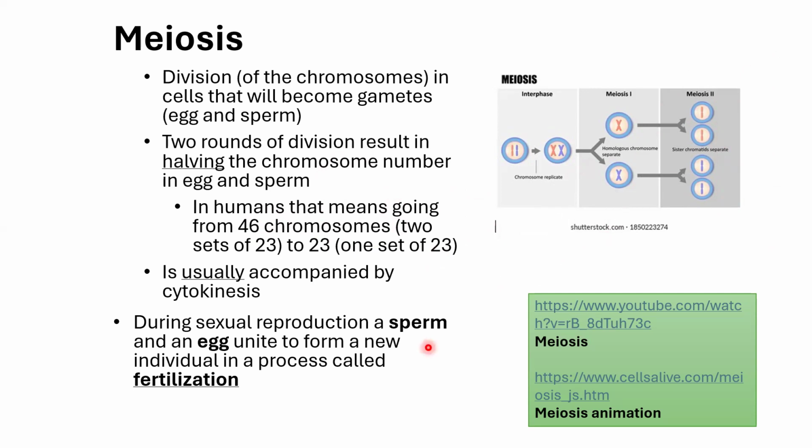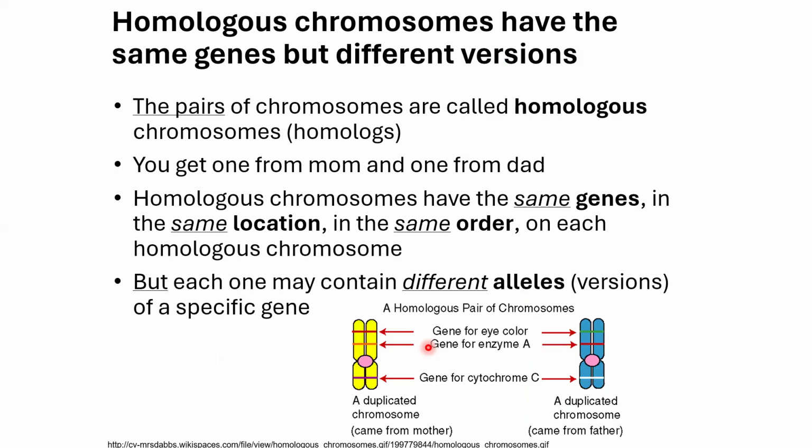During sexual reproduction, a sperm and an egg unite to form a new individual through the process of fertilization. When the homologous chromosomes come together, they have the same genes but different versions. One is from the maternal side and one from the paternal side, like one from mom, one from dad. They have the same genes, in the same location, in the same order on each chromosome, but they could have different alleles, or versions, of that specific gene. For example, for the gene for eye color, one could be coded for blue, one for brown, and so on.